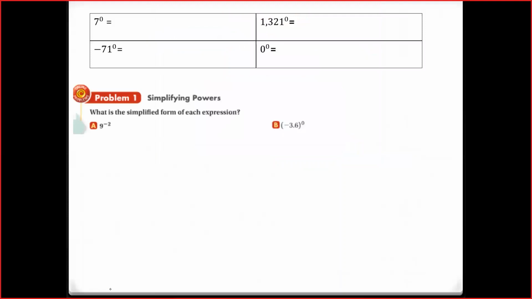So here as an example, 7 to the power 0 is 1. Negative 71 to the power 0 is 1. 1321 to the power 0 is 1. 0 to the power 0 is undefined.